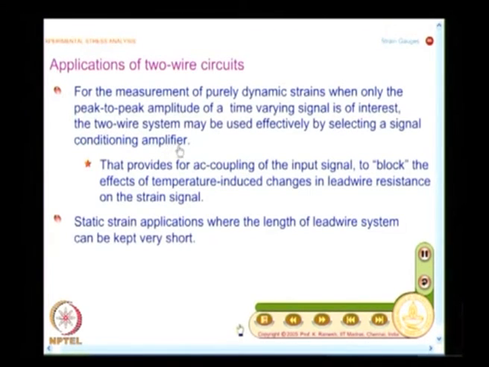The conditioning amplifier needs to provide for AC coupling of the input signal, to block the effect of temperature induced changes in lead wire resistance on the strain signal. And you have also done an experiment in the laboratory class using the strain gauge, where you had a specimen very close to the strain meter. You must have hardly used half a meter of lead wire. So, when the length of lead wire is very small, and you also use a high quality copper wire conductor which has very little resistance, 2 lead wire is all right.